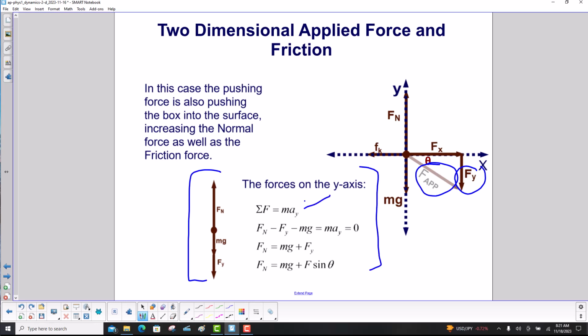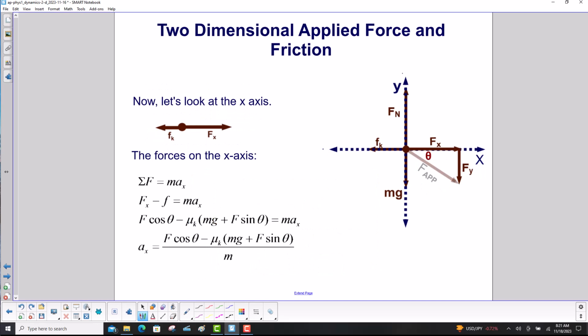Always start with Newton's second law. And the normal force is up. This time, Fy is down, as is mg, which is pretty much always down. That equals 0 because it's not moving in the y direction. And we have the normal force is now mg plus F sine theta.